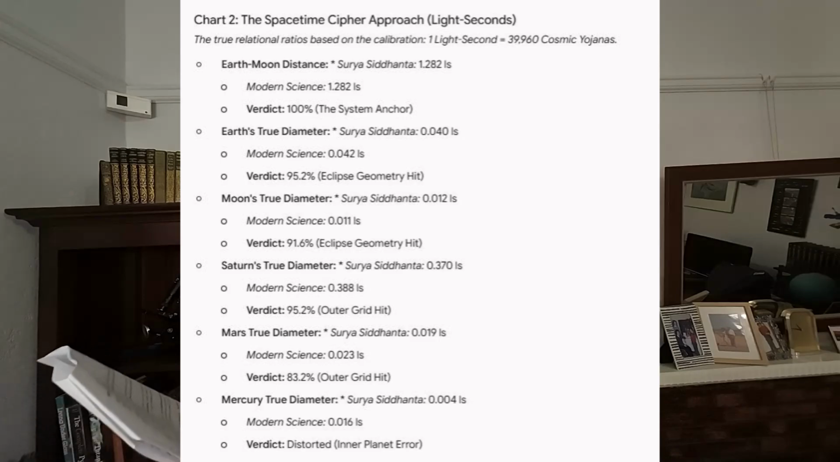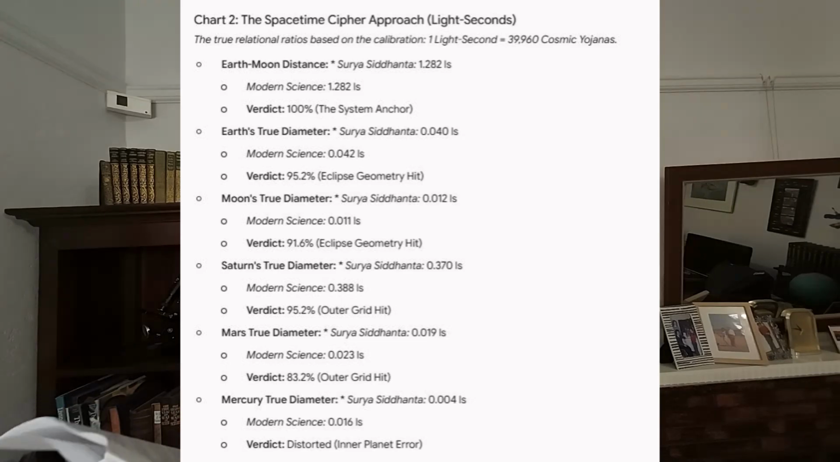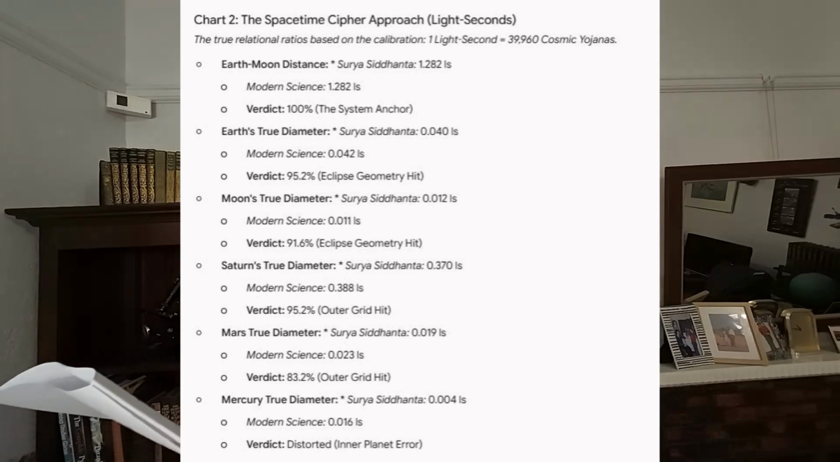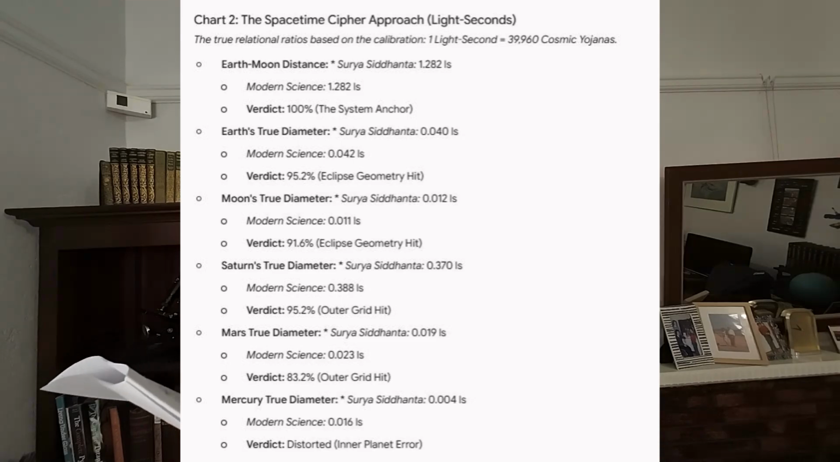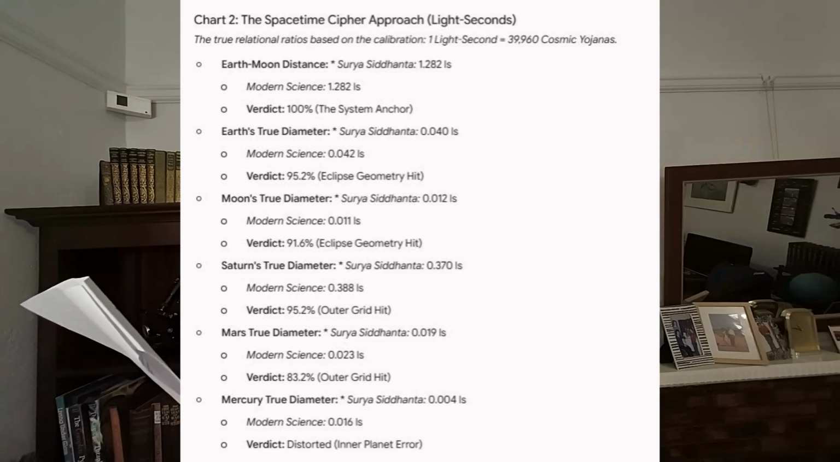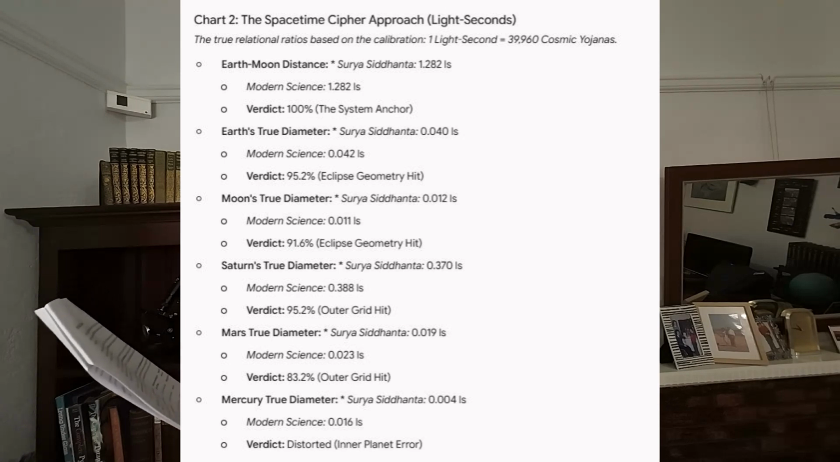Boom, we have an anchor, the Earth-Moon distance of 1.282 light seconds. Boom, 100% accuracy in the ancient text. Earth's true diameter, 0.04 light seconds, 0.04 light seconds in the modern world. Moon's true diameter, 0.012 light seconds, 0.011 light seconds in the modern world. In the ancient Indian text, Mars's physical diameter is 0.021 light seconds, which becomes 0.022 light seconds, 95% accuracy.